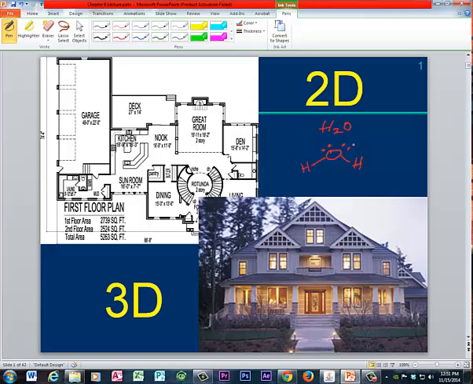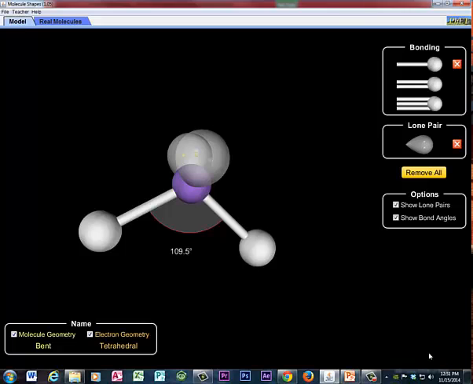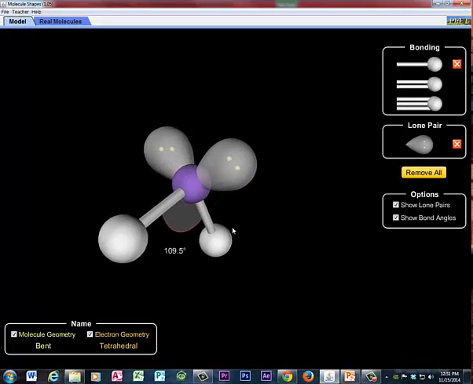And what we're going to learn to do is to convert a two-dimensional Lewis structure, just as this two-dimensional floor plan for a house is actually realized in the building of a three-dimensional house. We're going to turn this two-dimensional Lewis structure for water into a three-dimensional structure for water, and I'm going to give you a representation of that right now. So here is our three-dimensional structure for water. Here are the non-bonding pairs of electrons on the oxygen, the two bonding pairs of electrons.